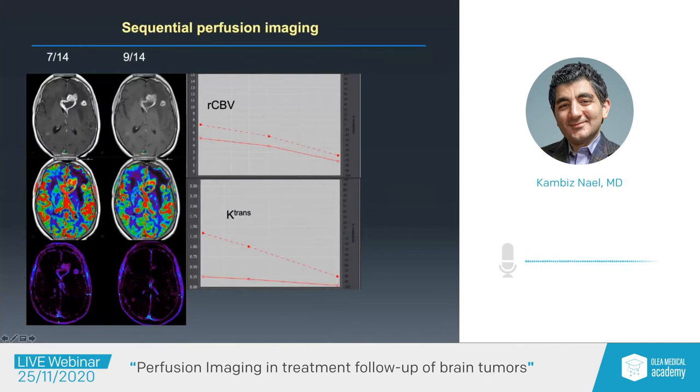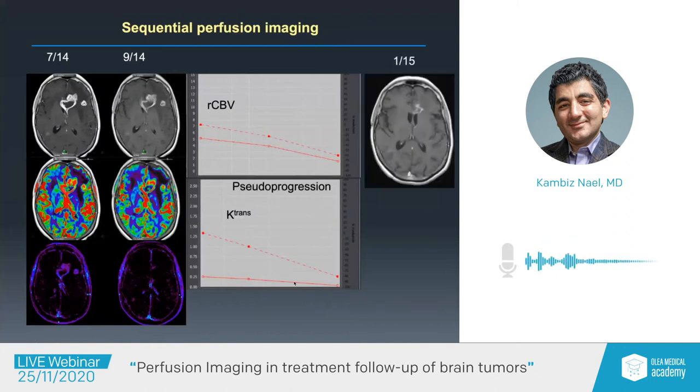Again, I have several blood volume maps from DSC and K-trans from DCE. And we basically generate a volume of interest over the enhancing component. And you can see that, again, the CBV is decreasing over time, and the K-trans is dropping also over time, pointing to the fact that this is indeed a patient with pseudo-progression, which was again confirmed by follow-up imaging a few months later.